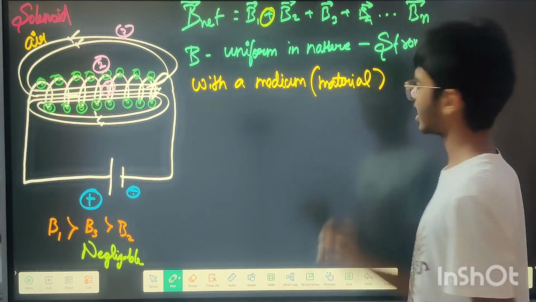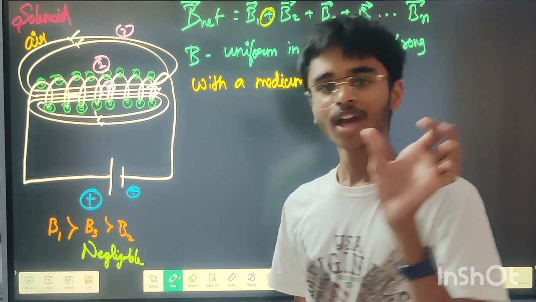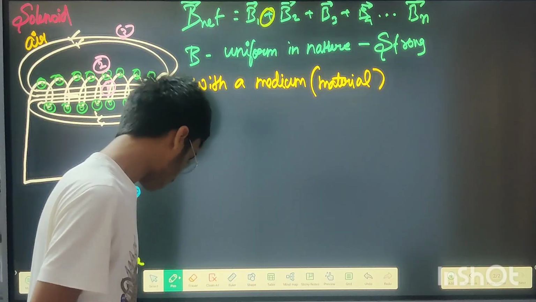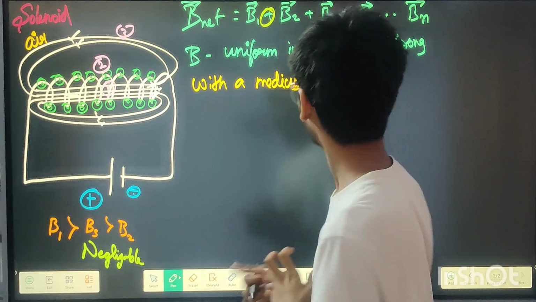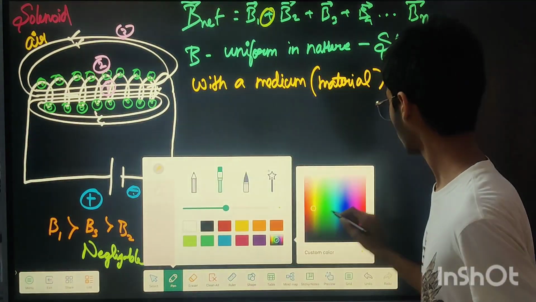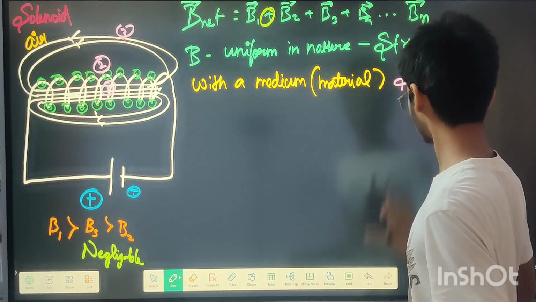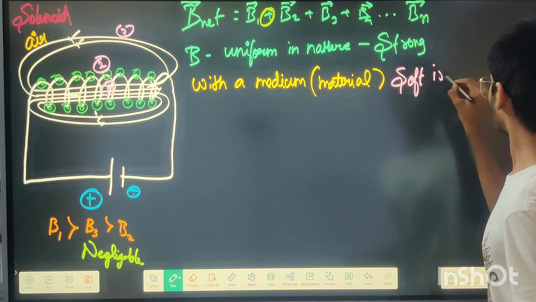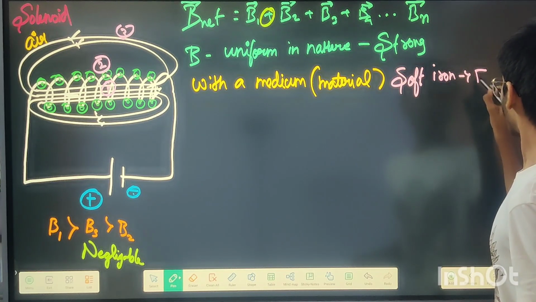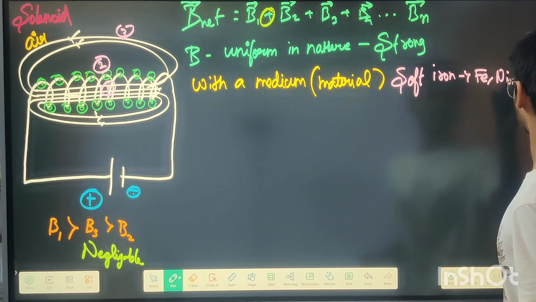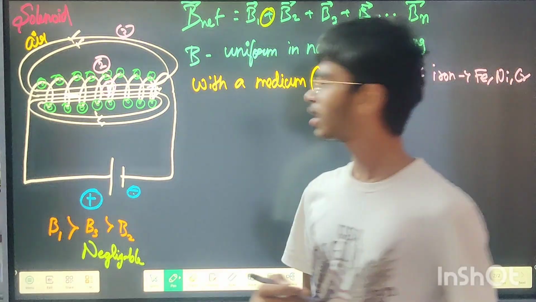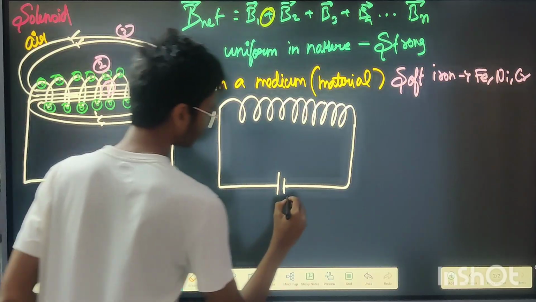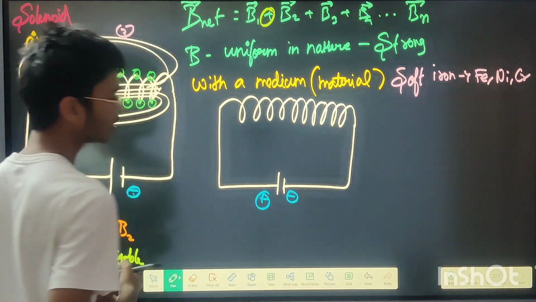We will not be using dielectrics here. We will be using some other materials such as soft iron. Soft iron is an alloy of iron, nickel, and chromium. The most used is soft iron, which is iron, nickel, then chromium. So this is negative, and then this is positive, right?